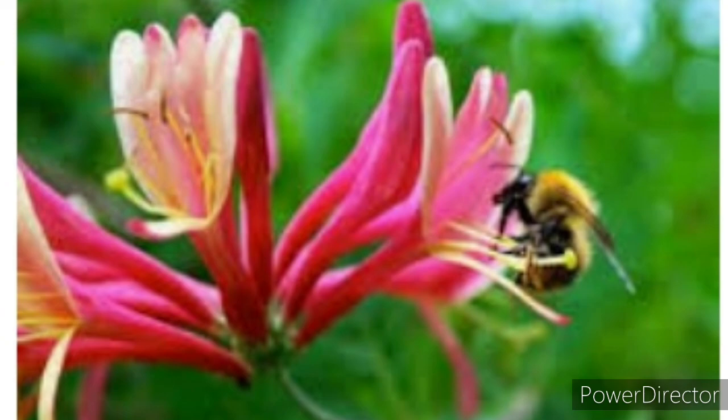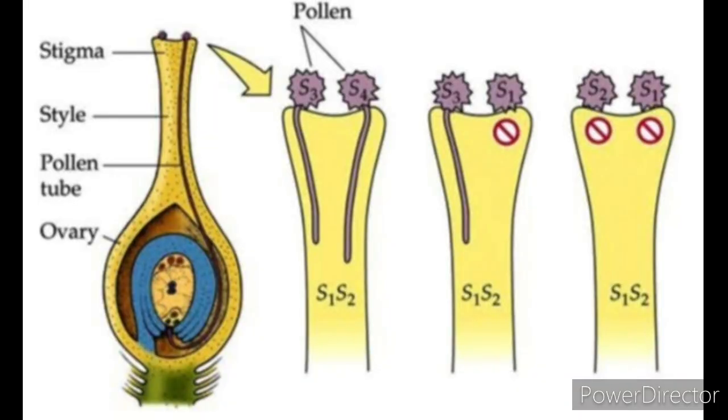The third device to prevent inbreeding is self-incompatibility. Self-incompatibility means pollen grains do not germinate on the stigma of the same flower due to mutual inhibition. Some genetic mechanism prevents pollen germination on the stigma. There are some problems in those pollen grains; they cannot germinate on their own. So that was the third device to encourage cross-pollination.